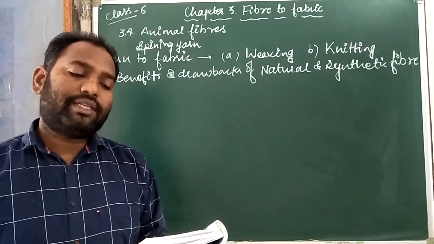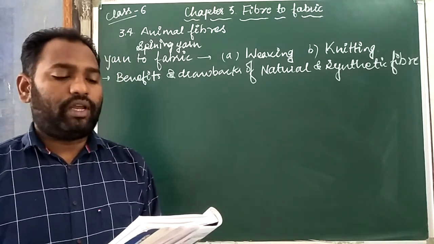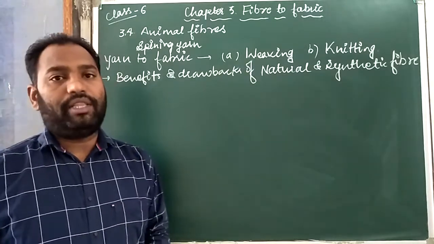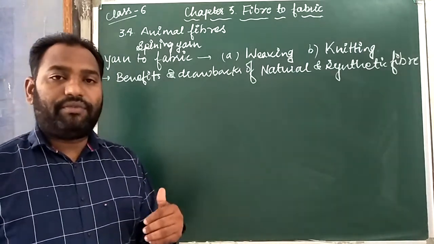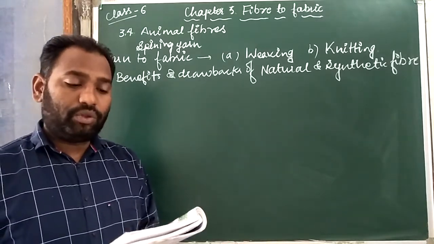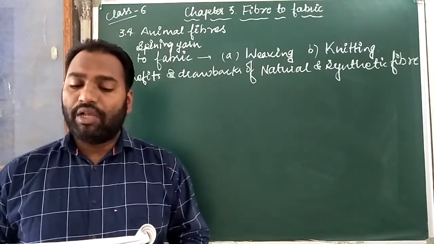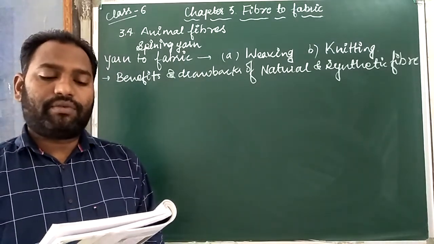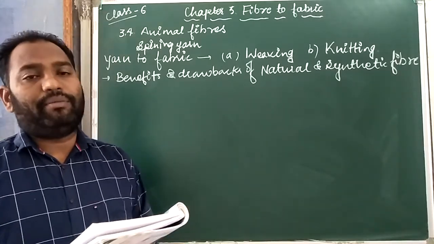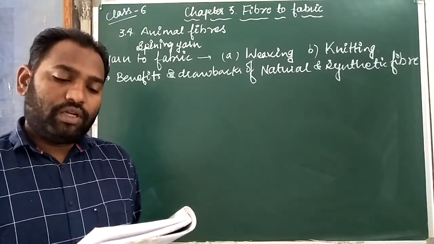Each silkworm produces a single continuous thread of raw silk, 300 to 900 meters long. It means if we measure the length of that particular thread made by each silkworm, it will be 300 to 900 meters long. The cocoons are boiled in water to kill the silkworms.